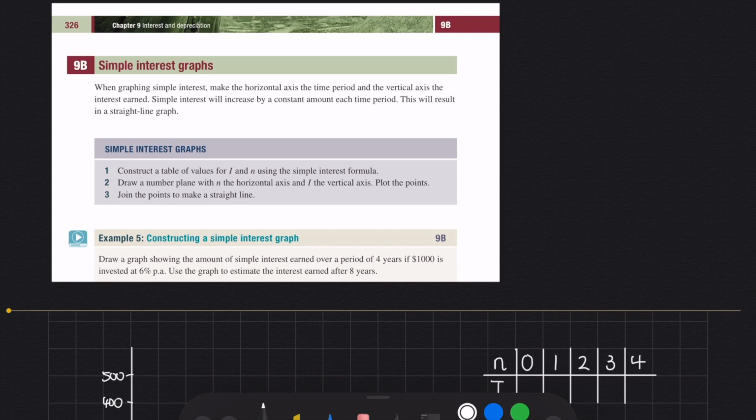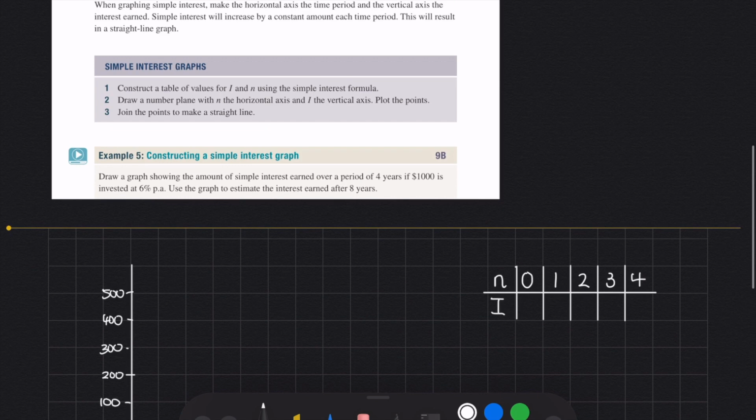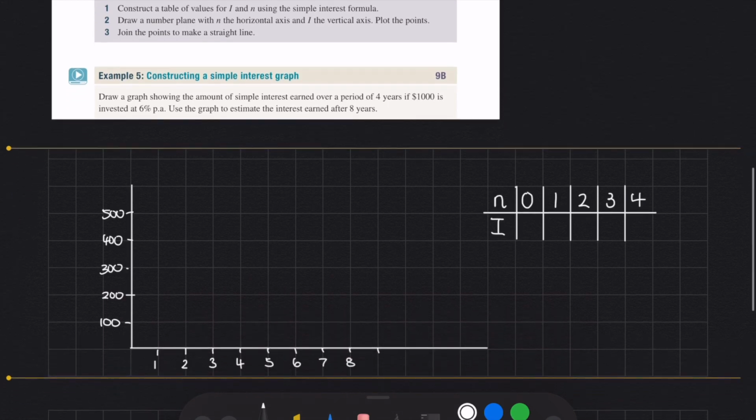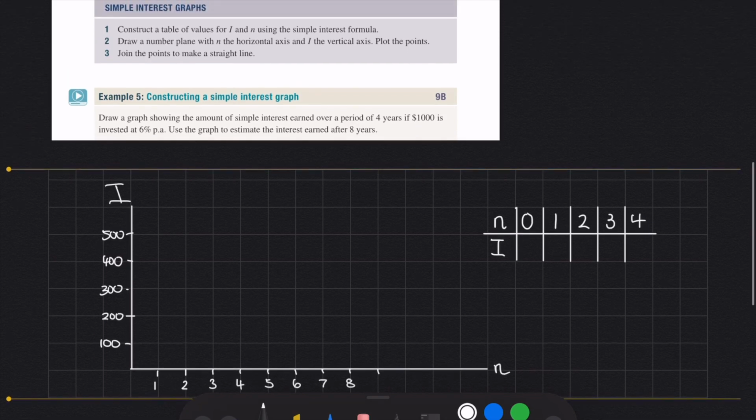Having a look at the purple box here, simple interest graphs. First, we need to construct a table of values for I and N using the simple interest formula. I've started my table of values here ready to go. Then we need to draw a number plane with N as the horizontal axis. So this here is my N, and this here is my I, my vertical axis, and then we plot the points. And then we join the points together to make a straight line.